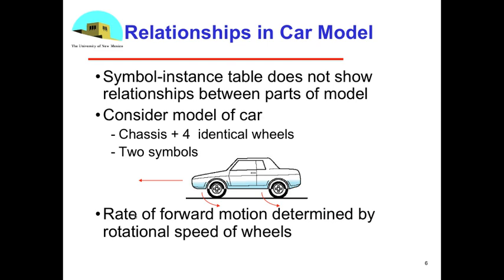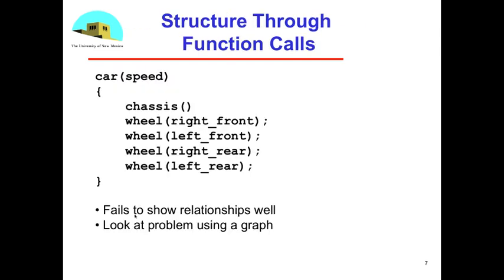So if we start looking how we might write some program in pseudocode that controls it, it would be something like we would have something that says car, we give it a parameter, which is how fast it's going, and then we could draw the chassis, draw the right front wheel, left front wheel, the right rear wheel, and the left rear wheel, and that's precisely what we don't want to do.